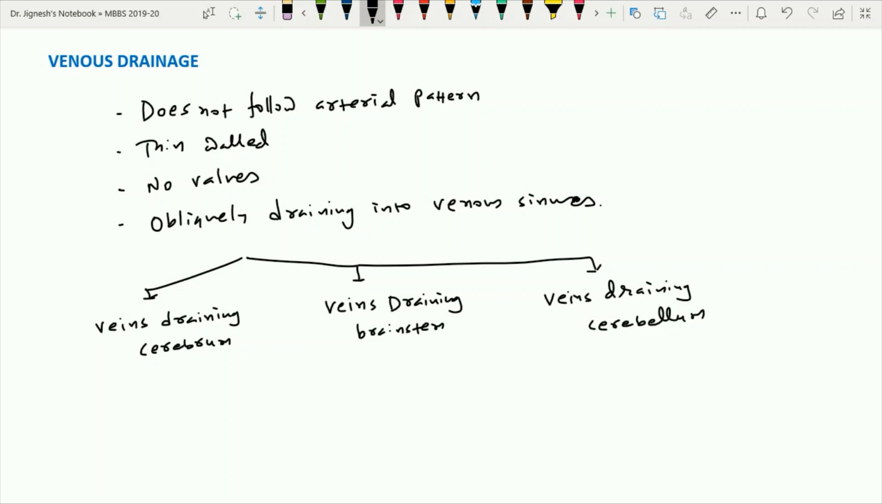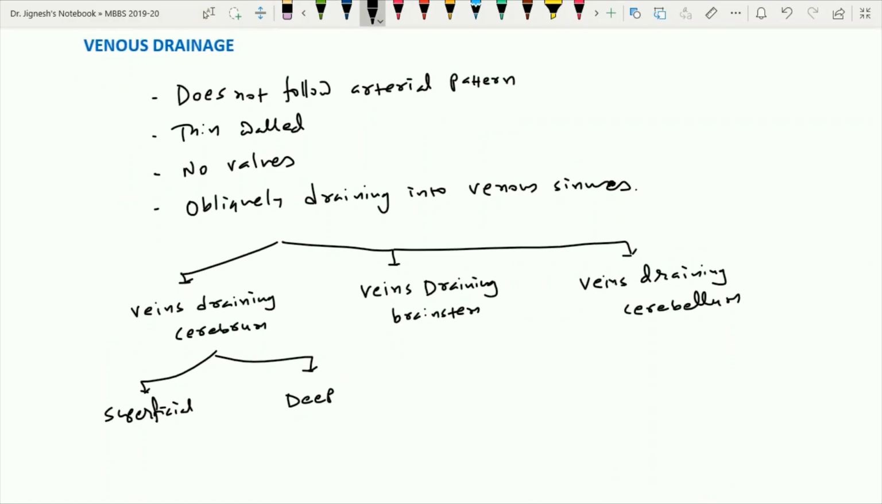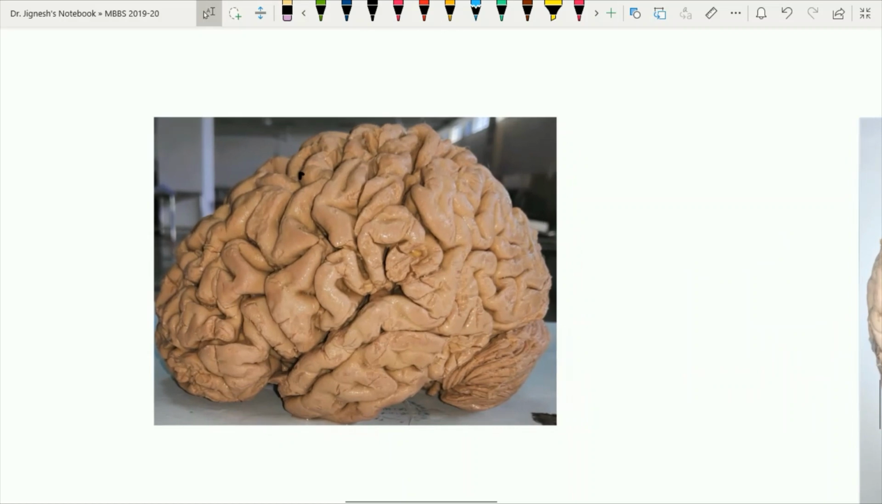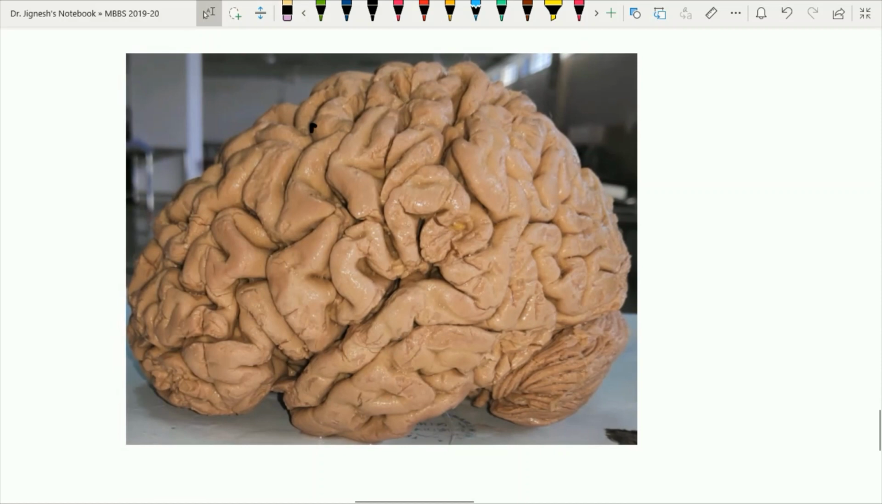When we see the veins draining the cerebrum, they can be of two types: the superficial and the deep veins. The superficial veins drain the superficial aspect of the brain, while the deep set of veins drain the inner and the deep aspect of the brain. When we see the superficial set of veins which drain the cerebrum, there are three sets: the superior, middle and inferior veins.